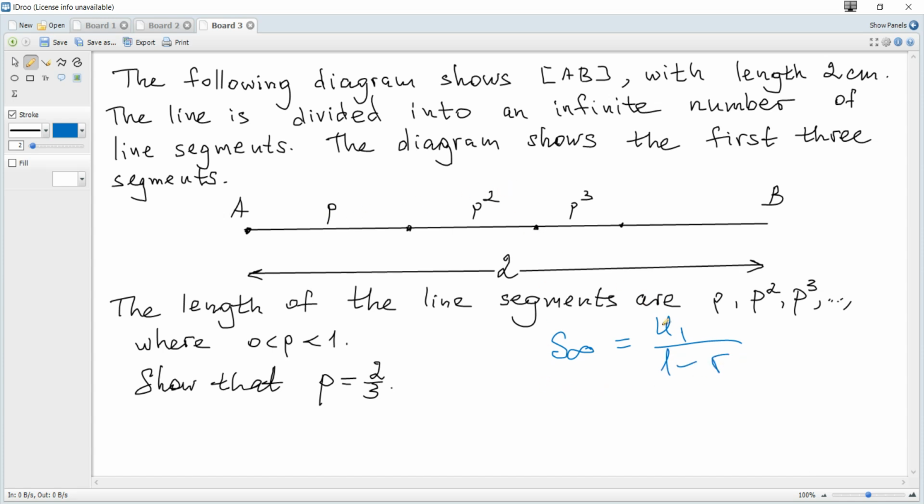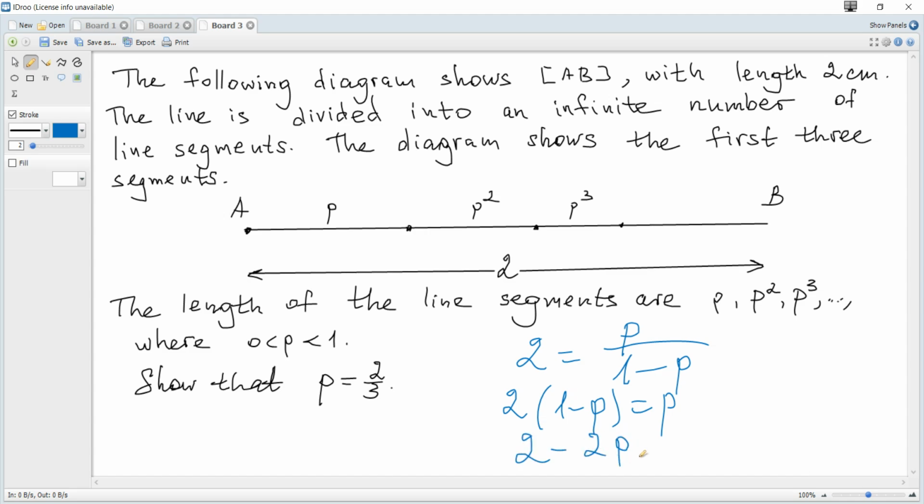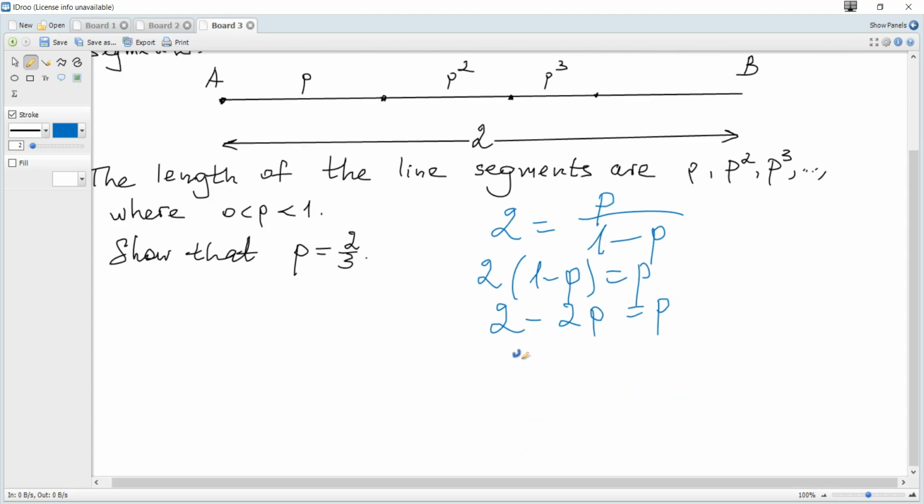The ratio is p, and u1 is also p, the first term of this geometric sequence, and the sum to infinity is the total length. So we get that 2 is u1, which is p, divided by 1 minus p. Then, multiplying both sides by 1 minus p, we get that 2 multiplied by 1 minus p is equal to p, 2 minus 2p is p, 2 is 3p, hence p is 2/3 as required.